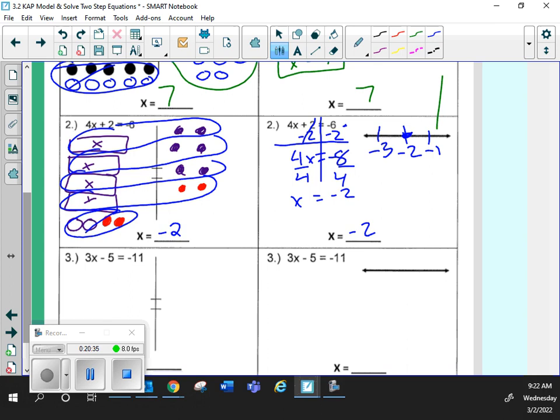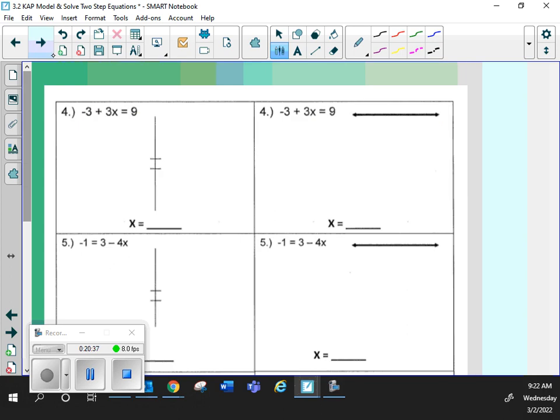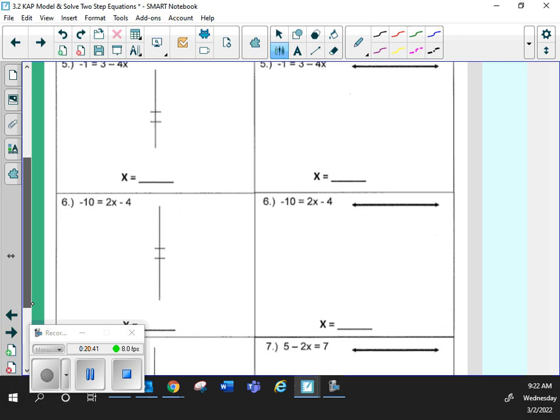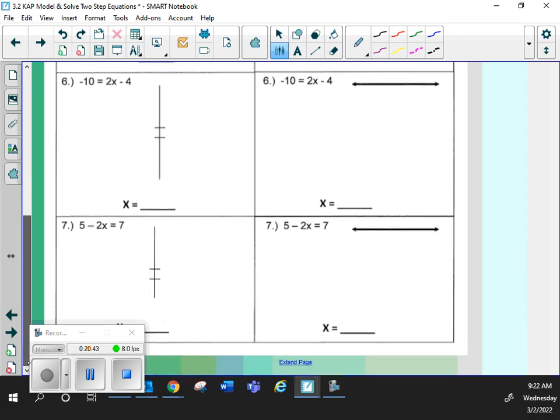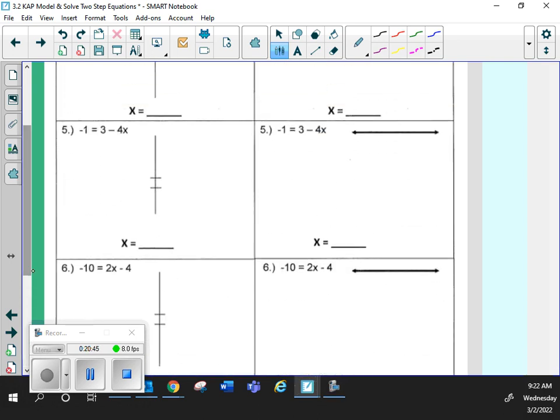Honestly, I'm going to do one more with you. I'm going to go out of order because I think there's a weird one. Let's go with 5. I think 5 is another weird one. Okay, let's do it together. Y'all tell me what's the model. Where's the x? It's on the other side. Are we done?